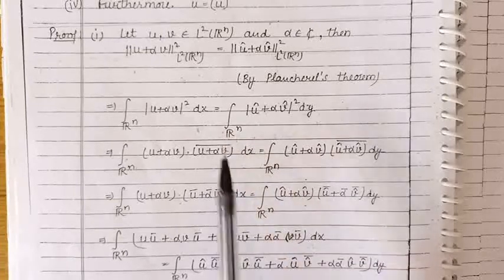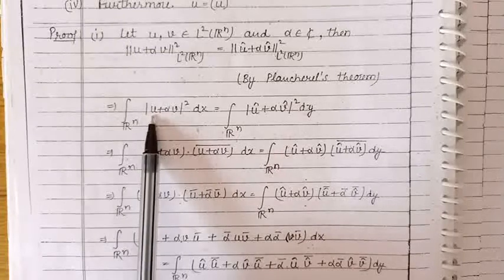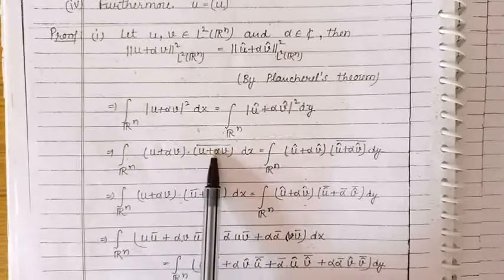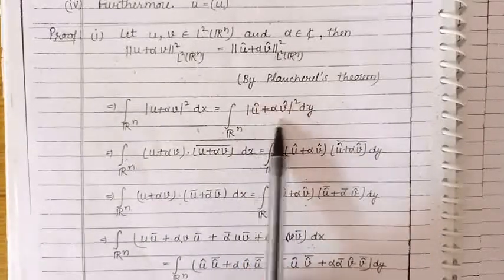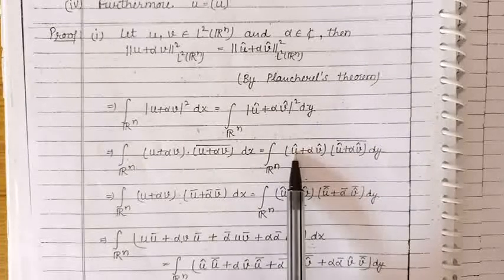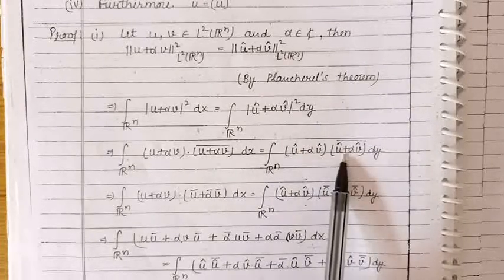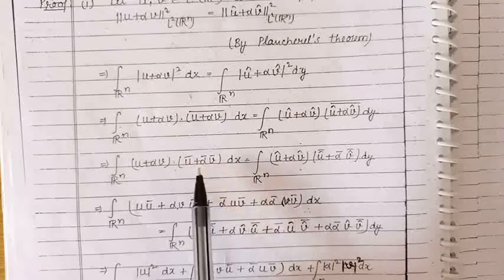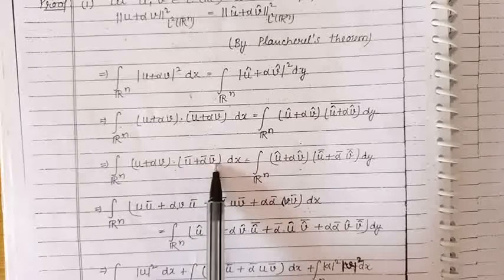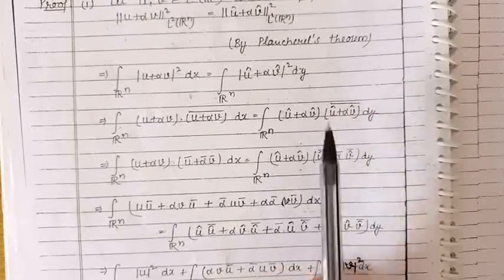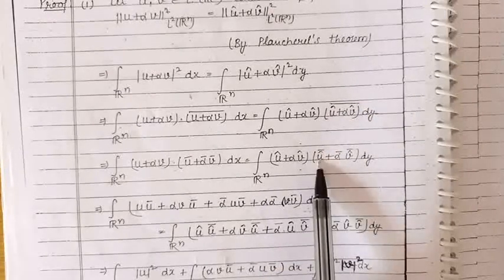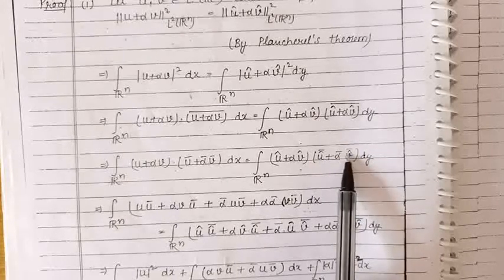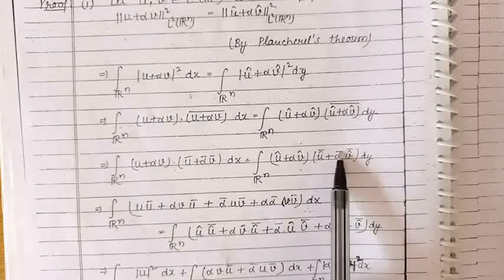Now, by using the property that z mod square is equal to z times z conjugate, this can be written as u plus alpha v times its conjugate. In the same way, this can be written as the Fourier transform of u plus alpha v times its conjugate. Now, this can further be written as conjugate of u plus conjugate of alpha times conjugate of v. In the same way, this term can be written as the conjugate of the Fourier transform of u plus conjugate of alpha times the conjugate of the Fourier transform of v. This conjugate is the complex conjugate.